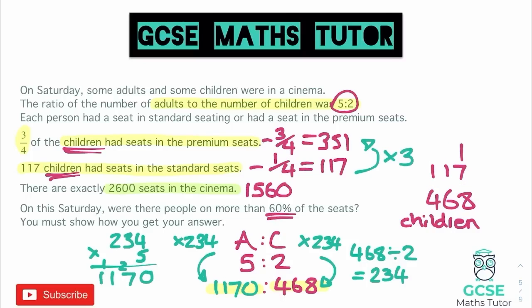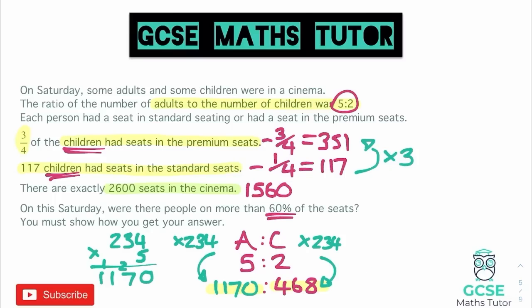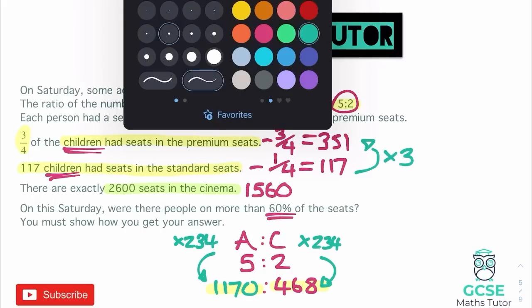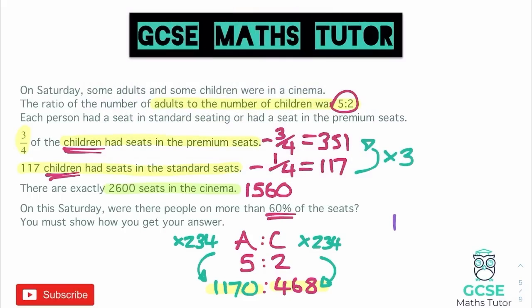So now we have all this information, and let's get all of this out of the way. We can actually finish this question off, because we can just add these two together, and that's going to give us the total amount of people at the cinema. So to finish this off, we do 1,170, the total amount of adults, add 468, the total amount of children. That adds up to 1,638, which is greater than 1,560.